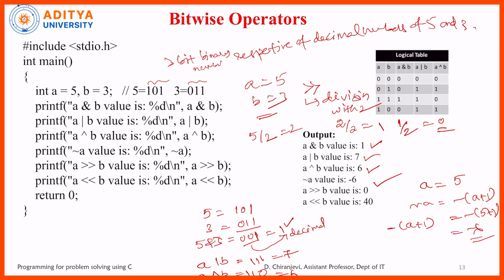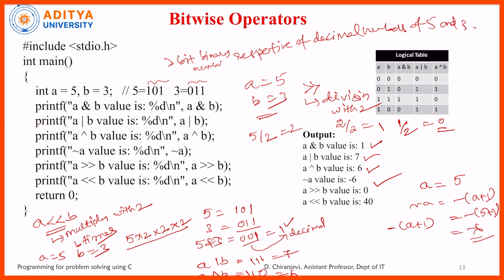If it is left shift, A left shift B, left shift means multiplication, multiply with 2, B times. So A value 5, B value here 3. So 5 into 2 the first time, into 2 the second time, into 2 the third time. So 5 into 2 is 10, into 2 is 20, into 2 is 40. So the result is 40.